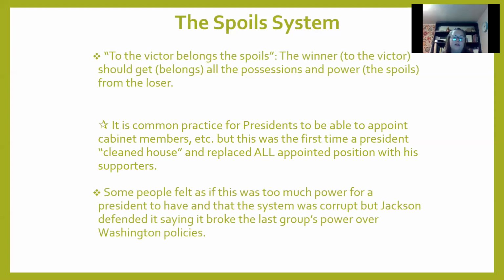Okay, so some people felt as if this was too much power for a president to have and that the system was corrupt. But Jackson defended it, saying it broke the last group's power over Washington policies.